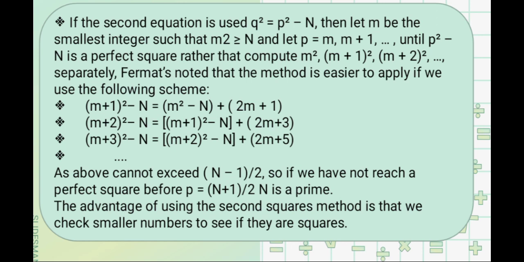More of what it explains is in the explanation of my justification of the conjecture. So it elaborates everything here. So the advantage of using the second squares method is that we check smaller numbers to see if they are squares. Okay, so that is it.